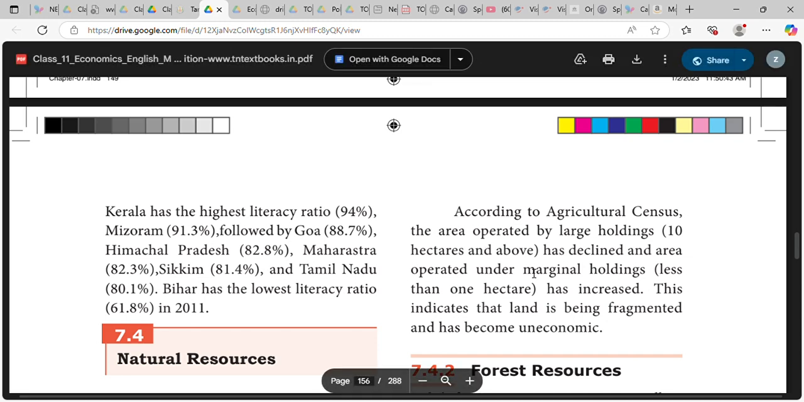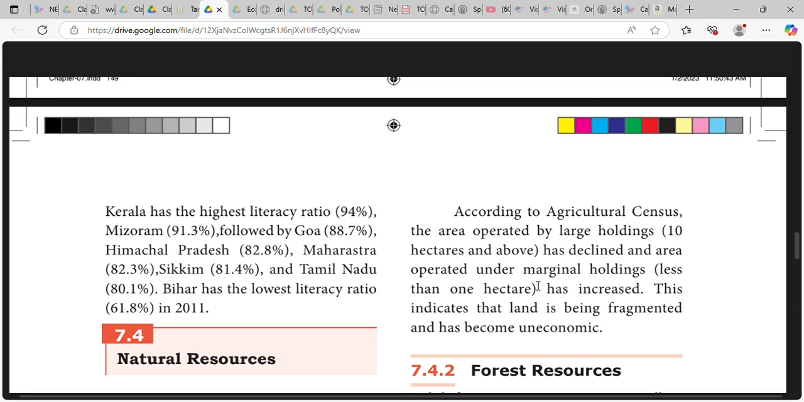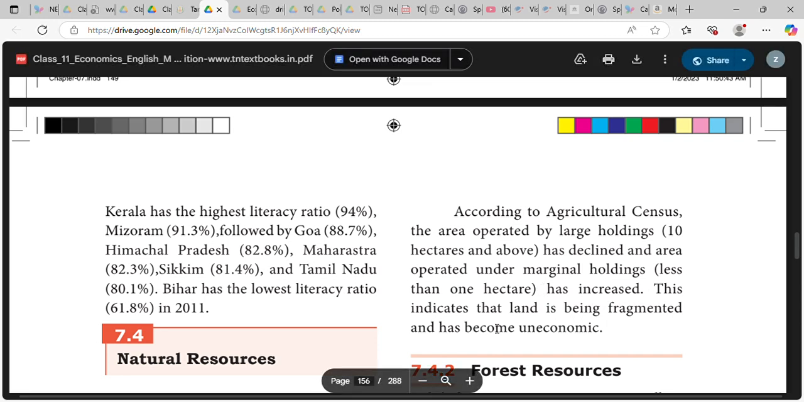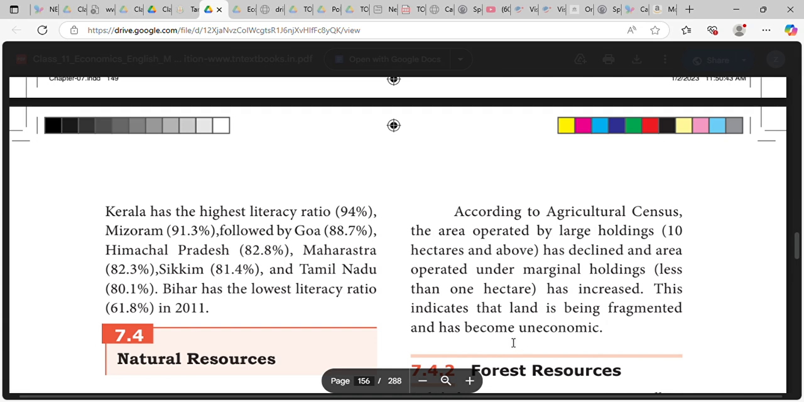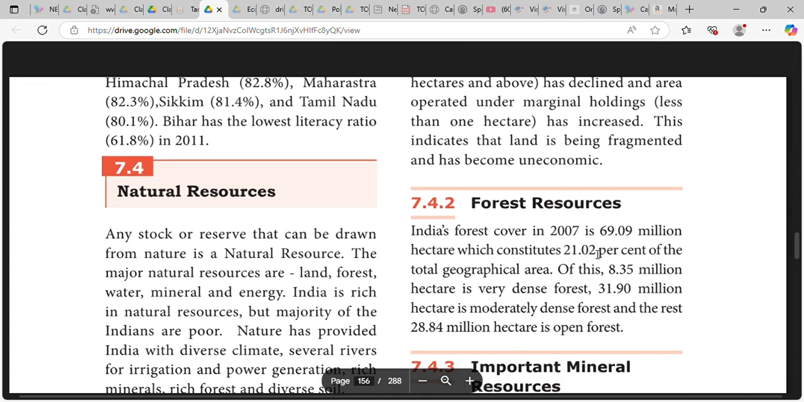According to the agricultural census, the area operated by large holdings, 10 hectares and above, has declined, and the area operated under marginal holdings, less than 1 hectare, has increased. This indicates that land is being fragmented and has become uneconomic.